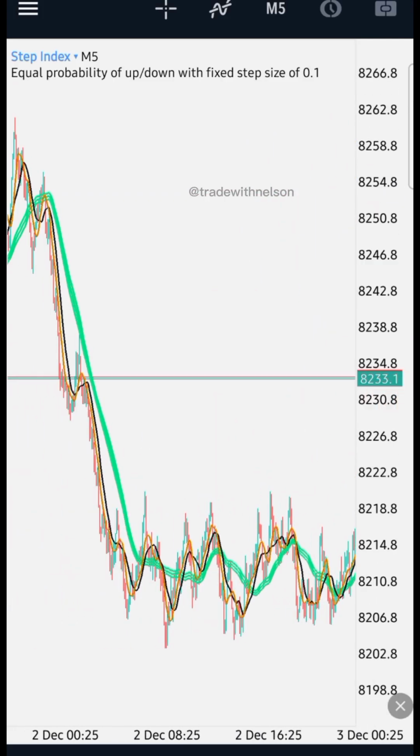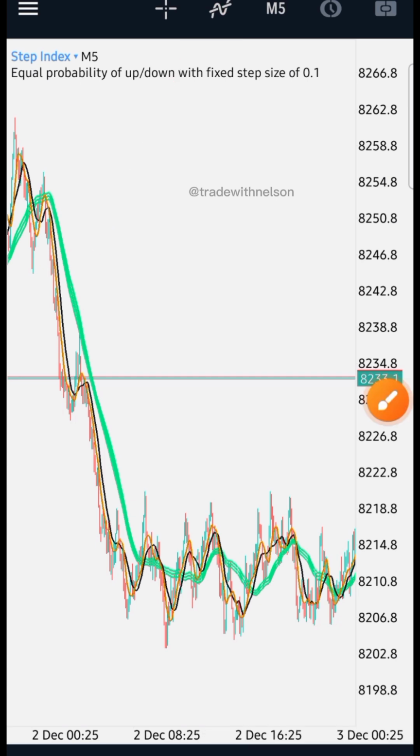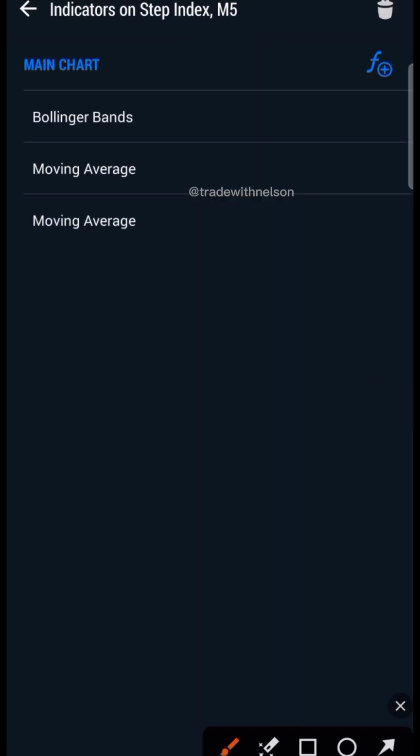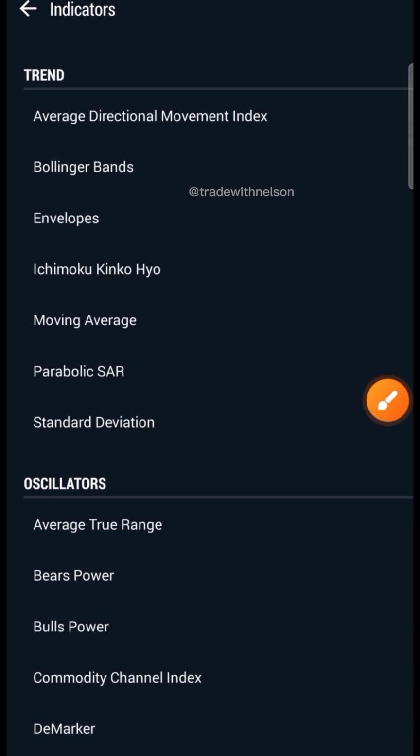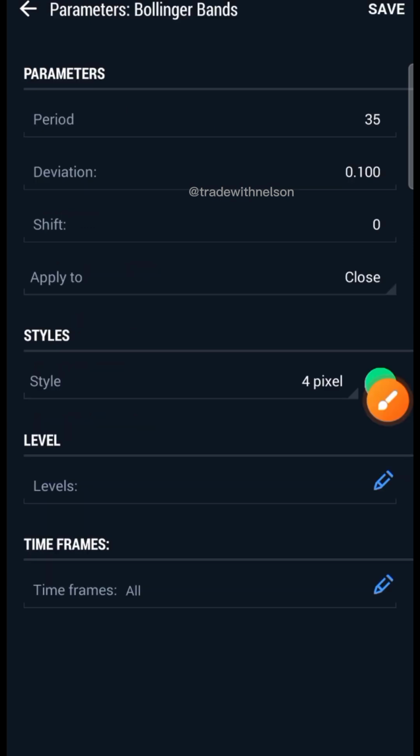Let me show you the settings of the indicators I use for this strategy. The first thing is you click on this indicator icon over here. If you click on that, as you can see, I have 3 indicators. I have the Bollinger Bands, I have a moving average and another moving average. To select the Bollinger Bands, you click on this first F icon of the main chart. If you click on that, this is Bollinger Bands and this is moving average. So first click on the Bollinger Band.